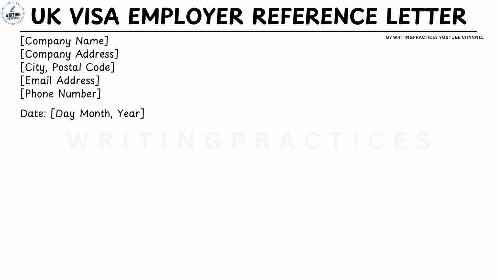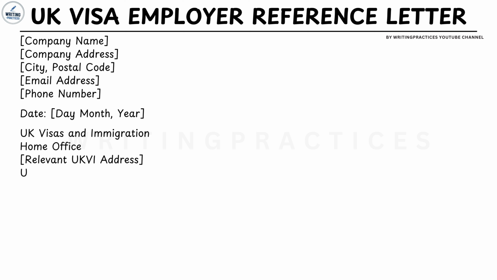March 2024. Recipient's information. The letter should be addressed to UK Visas and Immigration, or UKVI, the department responsible for processing visa applications. Example: UK Visas and Immigration, Home Office, relevant UKVI address, United Kingdom. Since different UKVI offices handle specific types of visa applications, ensure you use the correct address for the applicant's visa category. If you're unsure, check the UK government's official website for the most up-to-date information.